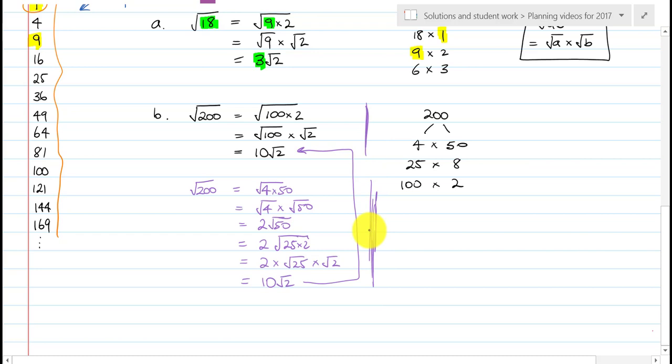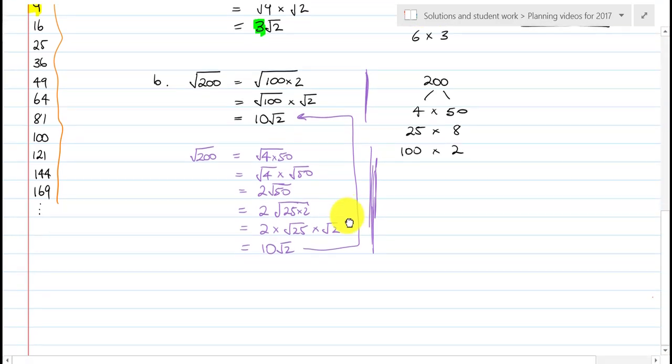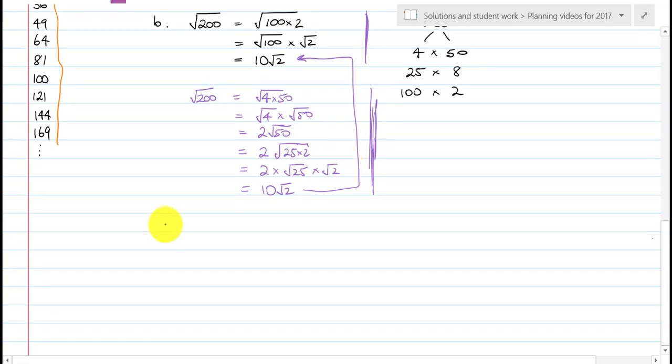Does it really matter? Probably not. Speed is the only thing that you might gain here. Make sure though that you check for extra square factors. Now, let's just do one very quickly that's algebraic. Our square numbers won't help us with this one. The square root of a squared b cubed.